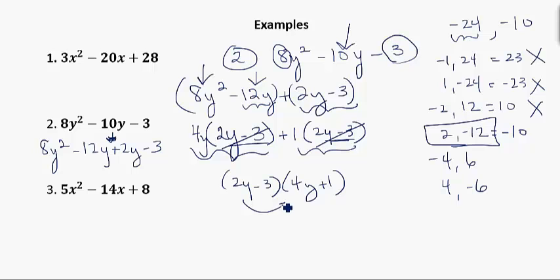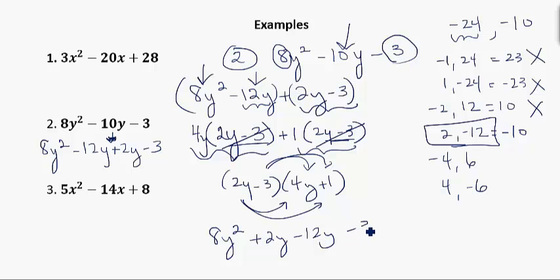Alright, be sure to check. 2y and 4y is indeed 8y squared. This is going to give me plus 2y minus 12y minus 3. Combine these and I do indeed get my negative 10y, and so I know I have factored these correctly.